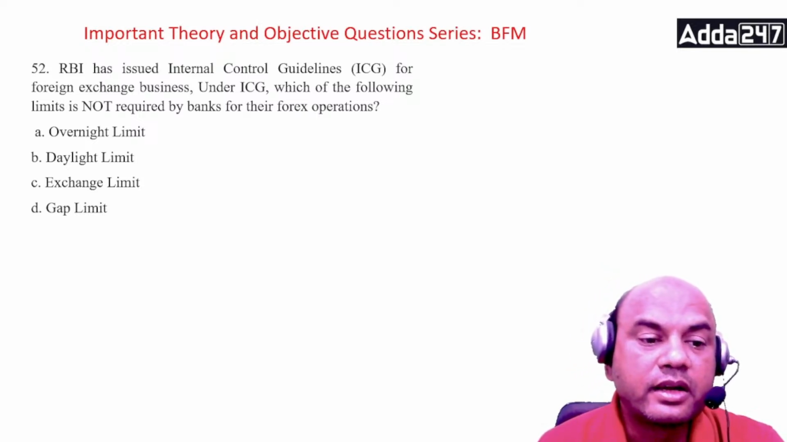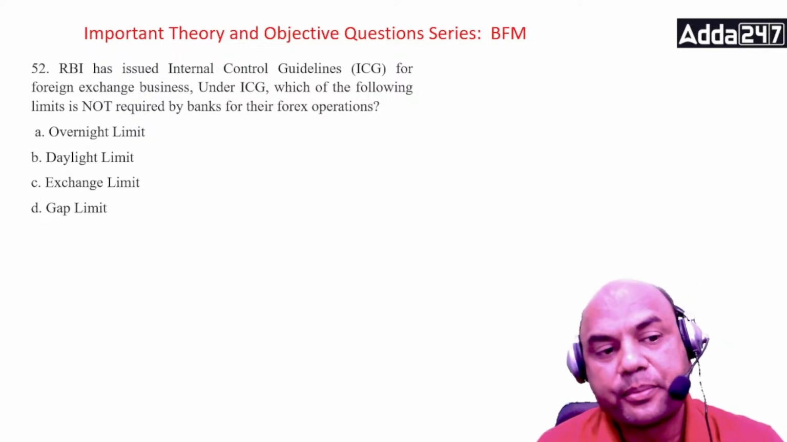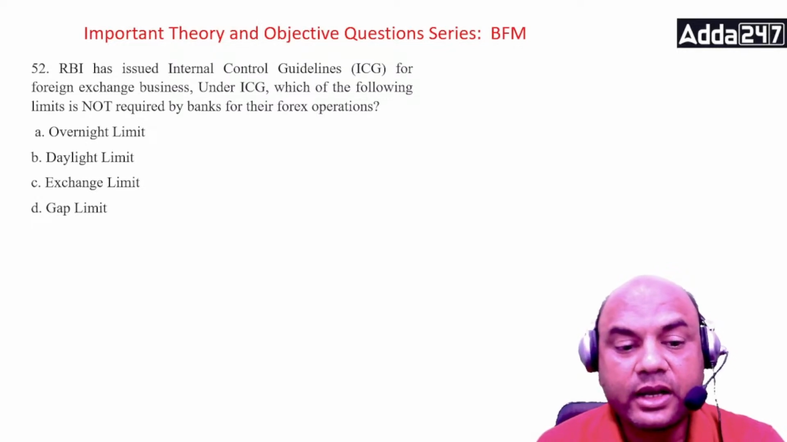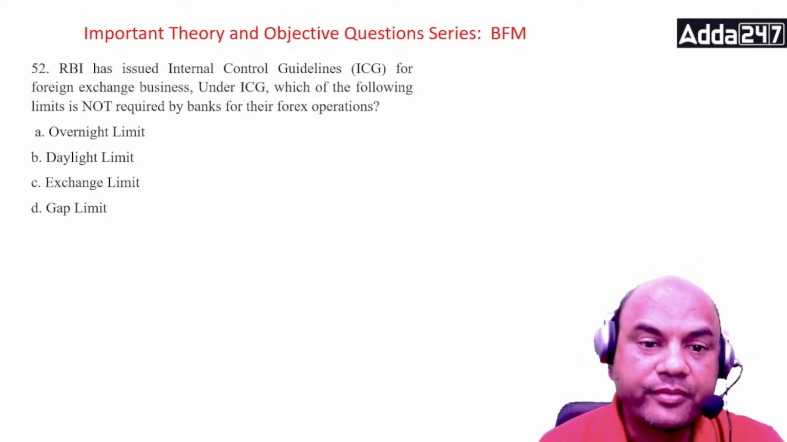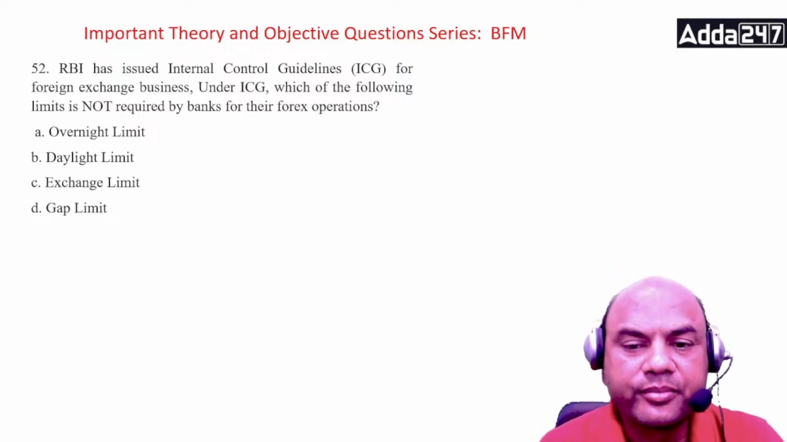Overnight limit, daylight limit, exchange limit, and gap limit. Which is not required? Overnight, daylight, exchange, and gap limit. First, I'll explain what this is. What is overnight limit?